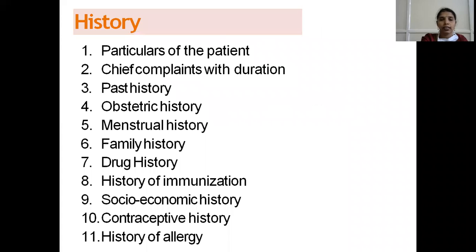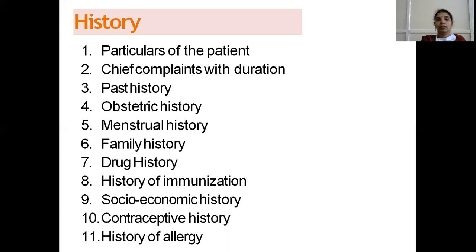What we ask in the history, I will explain in detail, but I'm giving the list of things we will ask: particulars of the patient, chief complaints with the duration, past history, obstetric history, menstrual history, family history, drug history, history of immunization, socioeconomic history, contraceptive history, and history of allergy. These are the things we ask in the history of a patient. I will explain each and everything in detail.